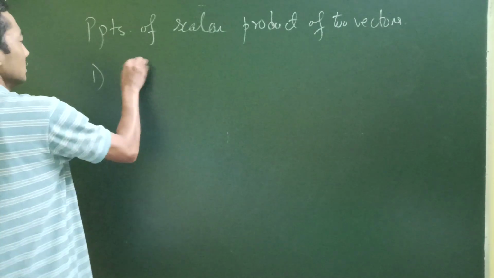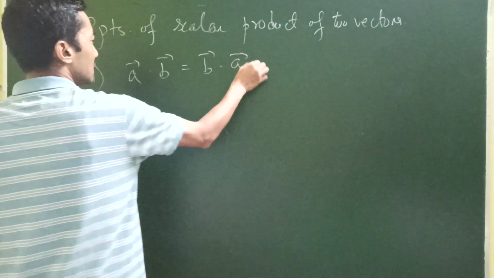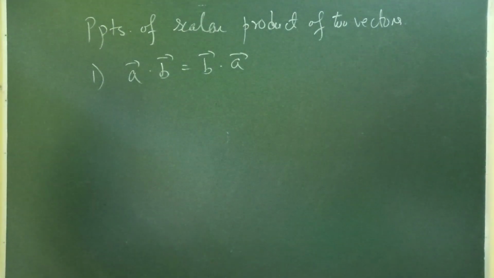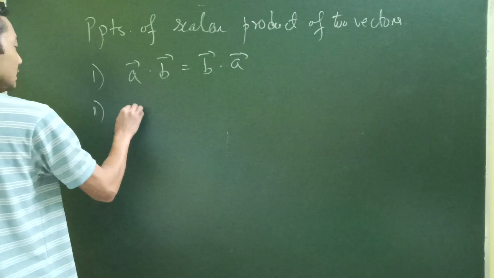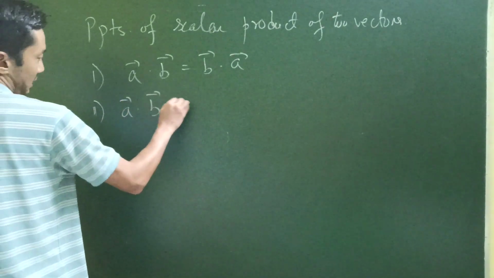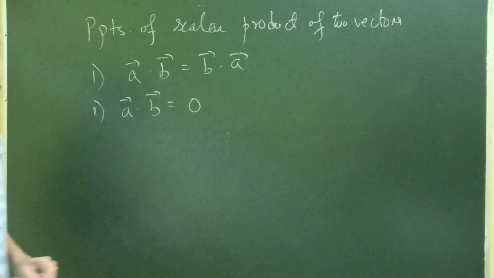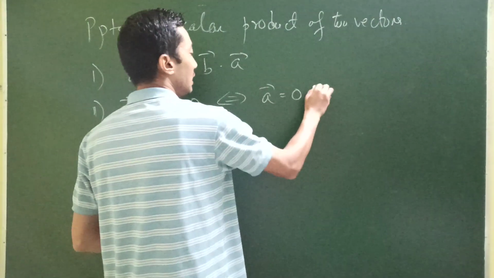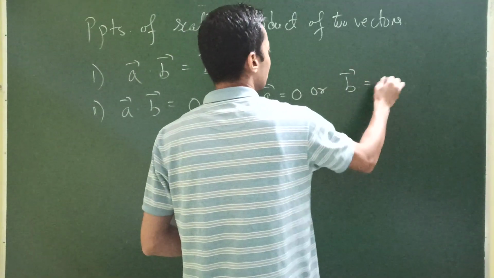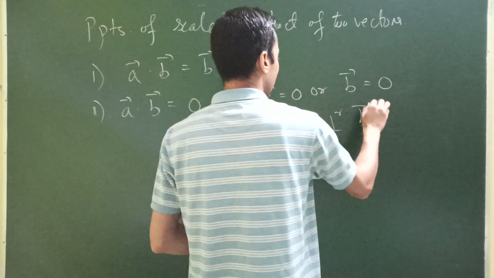Number one, A dot B is equal to B dot A. It obeys the commutative property. Another property: if A dot B is equal to 0, then what can we conclude? We can conclude that either vector A is equal to 0, or vector B is equal to 0, or vector A is perpendicular to vector B.